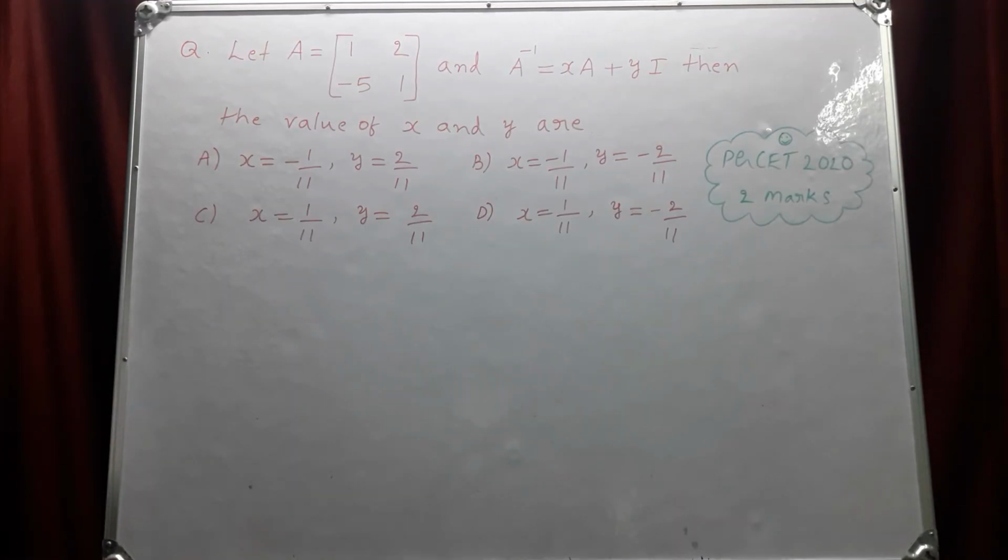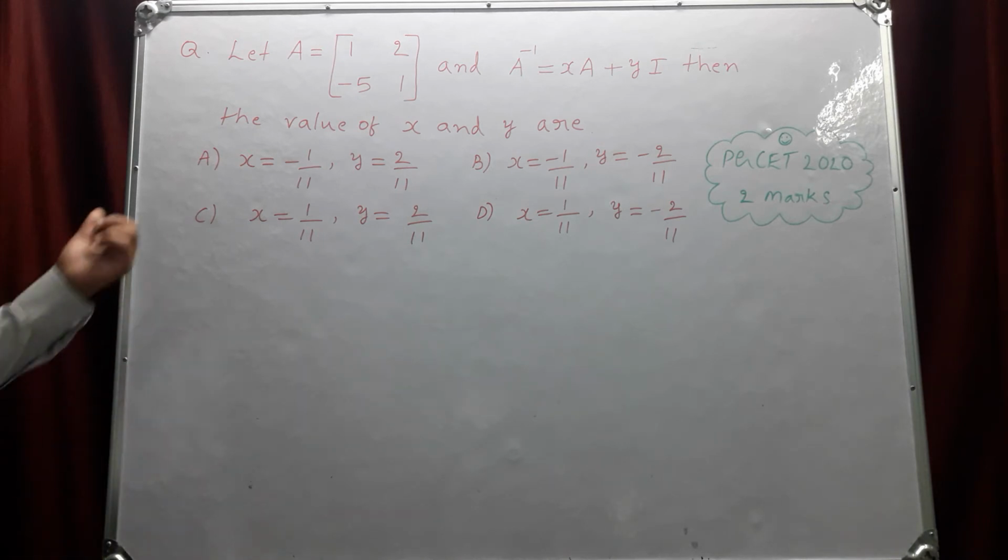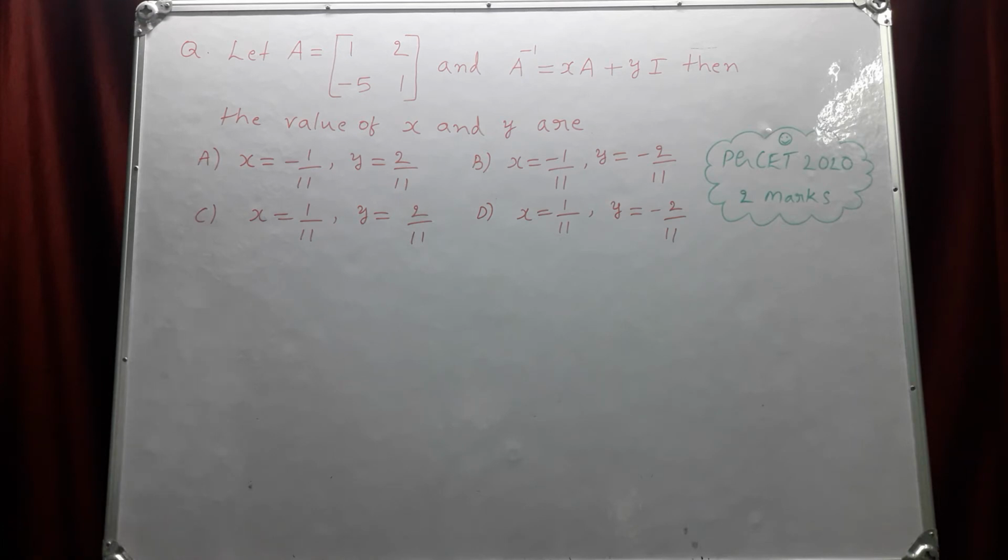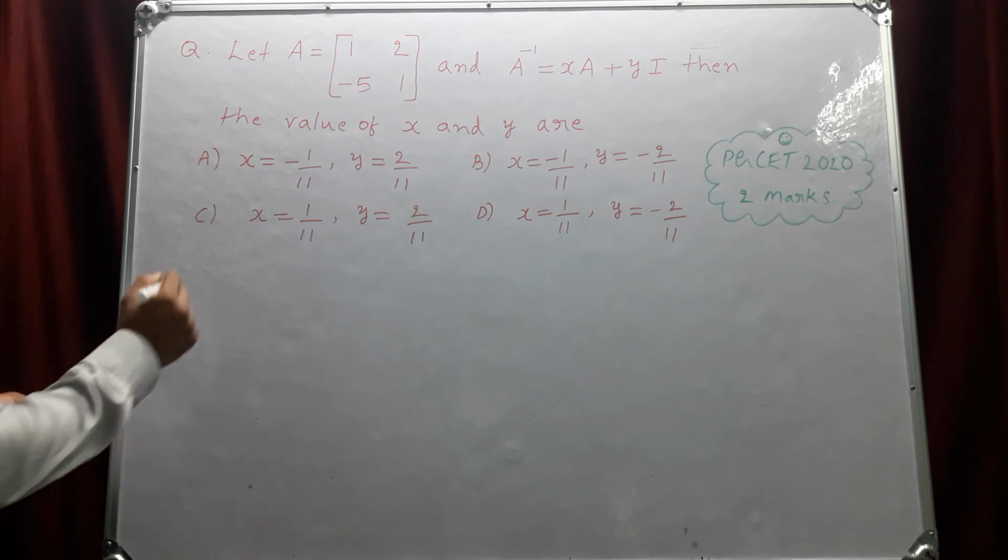Next question. Let A is equals to matrix 1, 2, minus 5, 1 and A inverse is equals to x into A plus y into I. Then the value of x and y are, so options are given. So this question was asked for 2 marks in PGCET 2020. Solution.